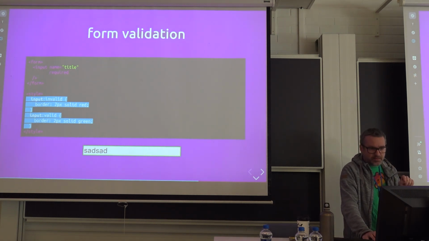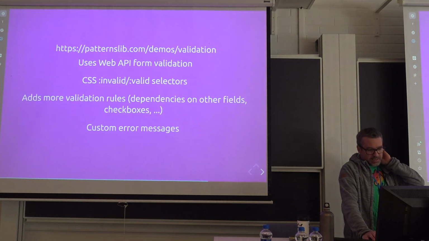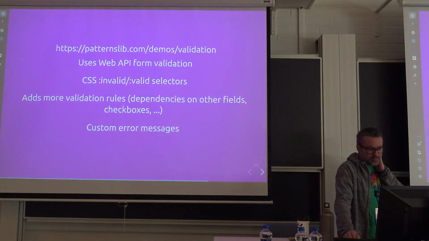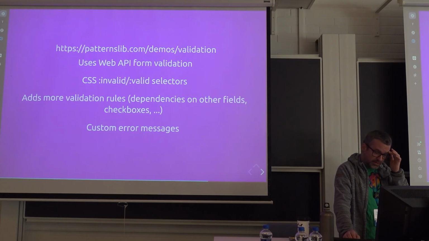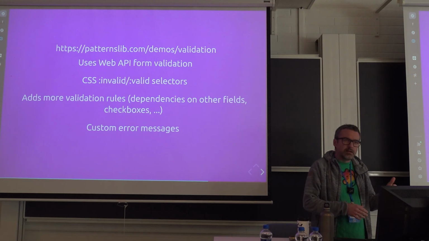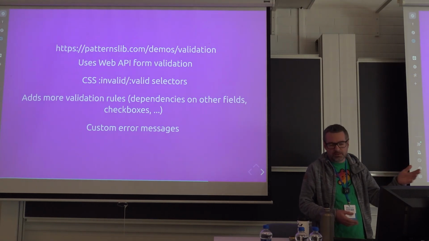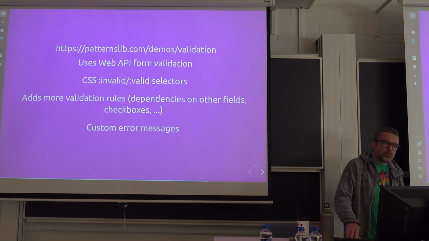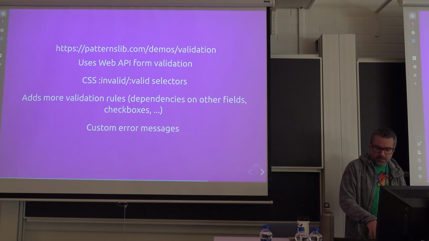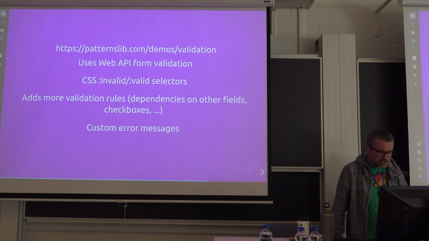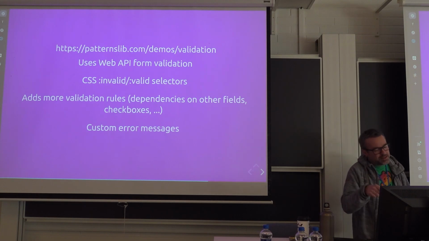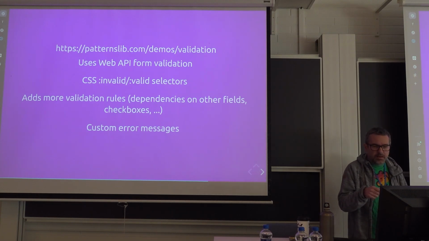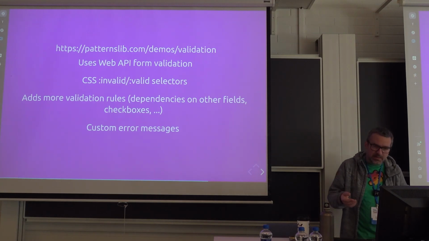And still it makes sense to use JavaScript. We in SysLab are using the pattern validation, bat validation, and that gives us more validation rules. For example, we can depend on other fields, like your end date must be after the start date. There's no checking like that yet in pure HTML. This is something which bat validation gives us. And the important thing here is it uses the standard web validation API, so you still have these valid and invalid selectors.